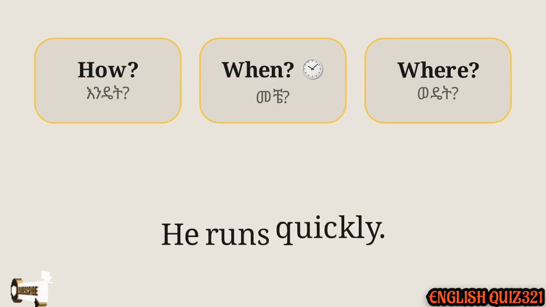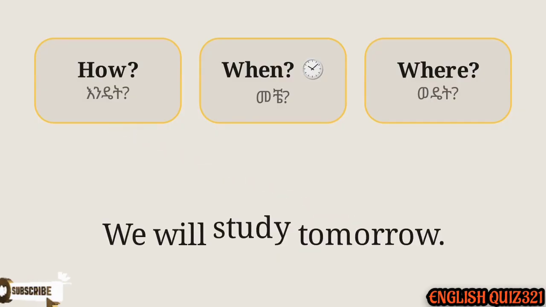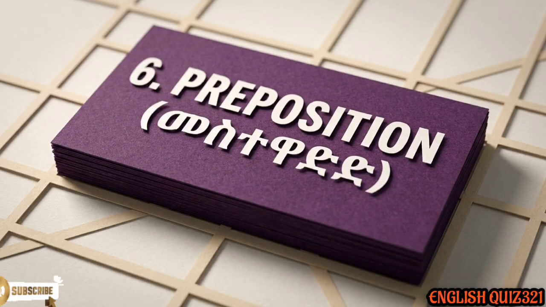If I say he runs quickly, quickly answers how he runs. If I say we will study tomorrow, tomorrow answers when. And as a pro tip, a large number of the adverbs that answer how end with the letters ly, like slowly, carelessly, or quickly.